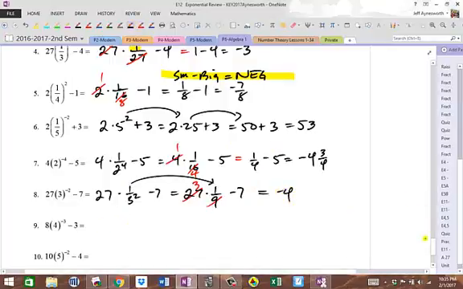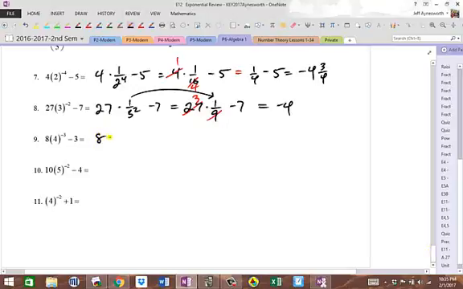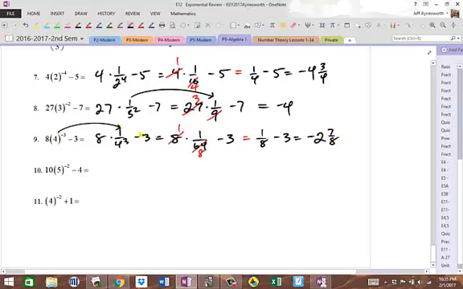And last few, so you have 8 times 1 over 4 cubed minus 3. That's 8 times 1 over 64 minus 3. Simplify. 8 and 8 is 1, 64 divided by 8 is 8. So you get 1/8 there. Minus 3 gives you a negative number, so it's negative 2 and 7/8. Okay? You reciprocate first, and then evaluate the exponents, and then multiply first, or simplify first, and then subtract.